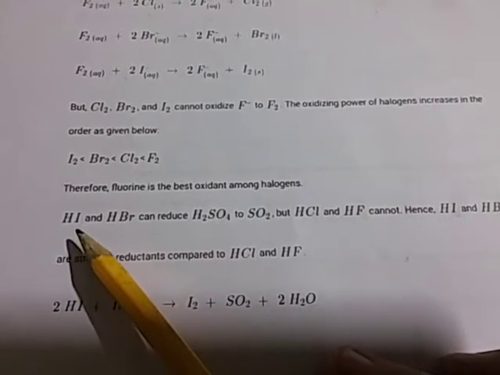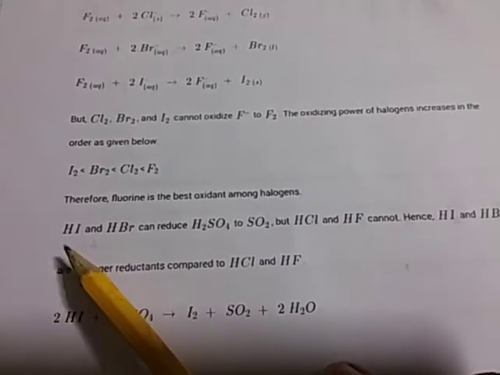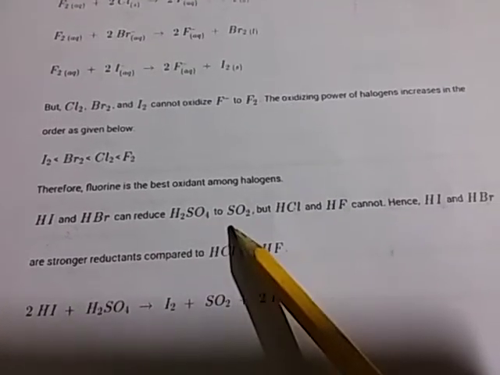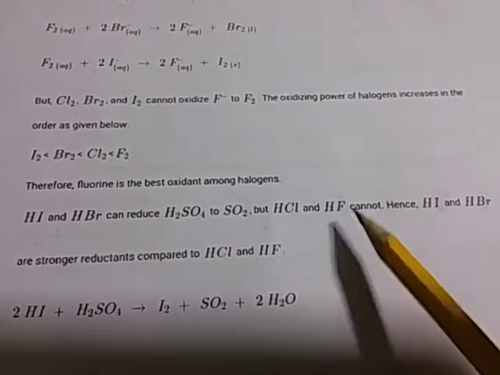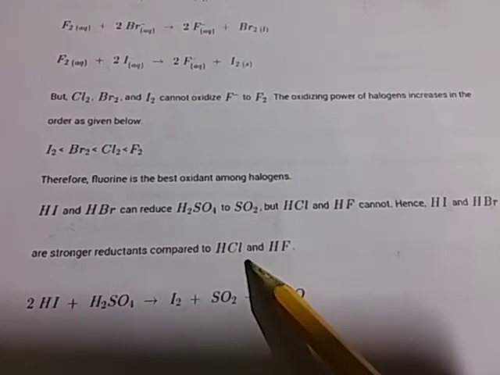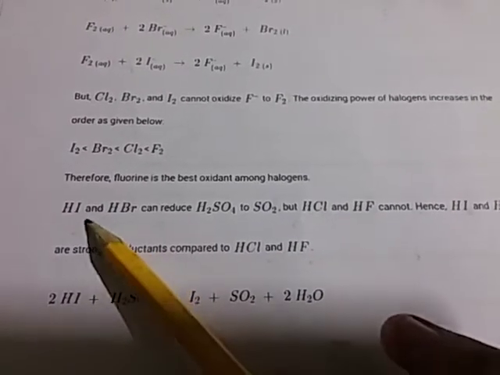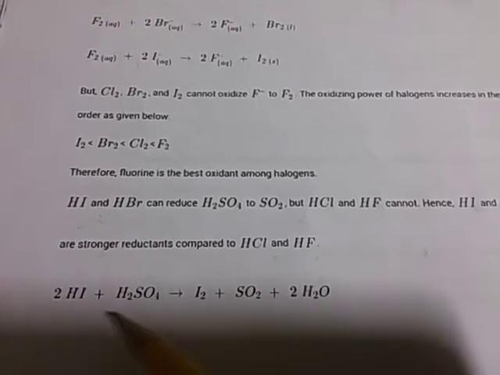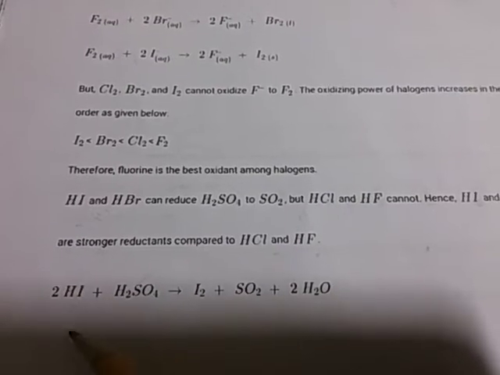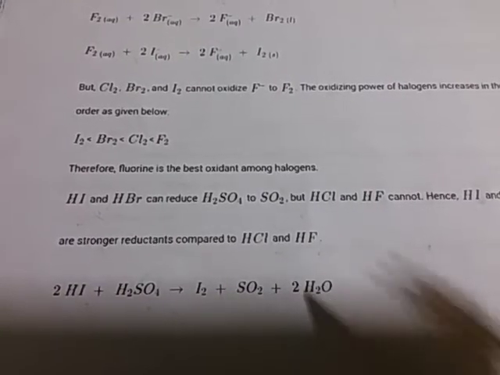Otherwise we have to take iodine in the form of the hydrohalic acid. So hydroiodic acid and hydrobromic acid can reduce sulfuric acid to SO2, but HCl and HF cannot. Reason? Because HI and HBr are stronger reductants compared to HCl and HF. Because fluorine is a strong oxidizing agent. So first we see HI reacting with sulfuric acid. HI can reduce sulfuric acid to SO2. So the reaction: HI reacts with H2SO4 and converts into I2, sulfur dioxide plus 2H2O.